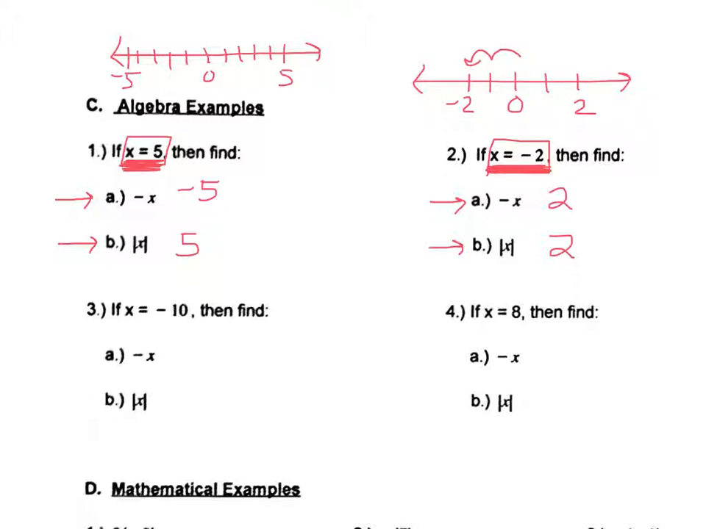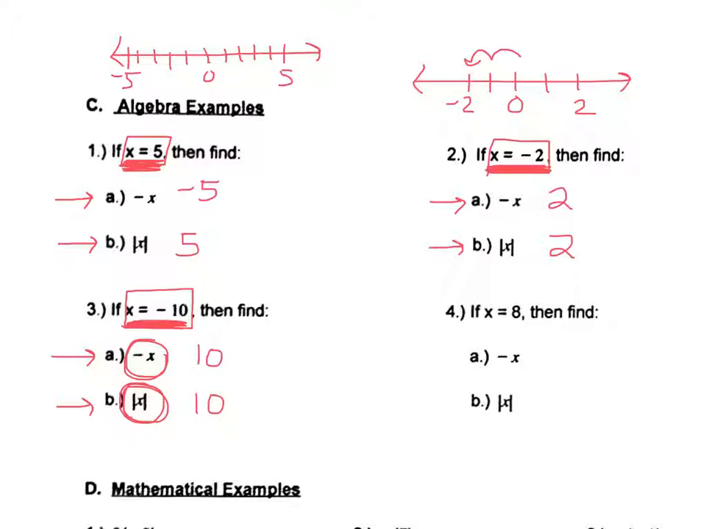All right, number 3, if x is -10, so if x is already negative, I start with a negative, and here I'm being asked what's the opposite of x. That's how you say that, opposite of what I started with. Since I started with a negative, the opposite is a positive. And then question B is just asking me how many steps did it take me to get to -10? 10 steps.